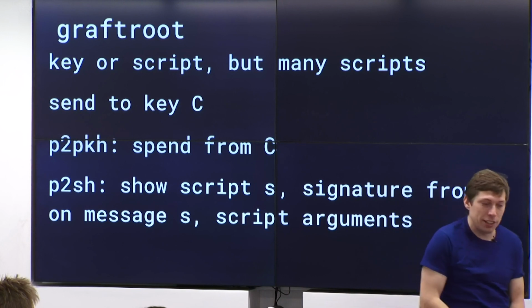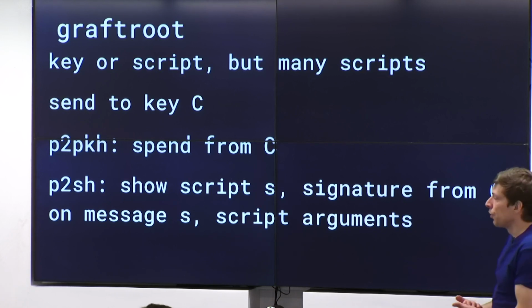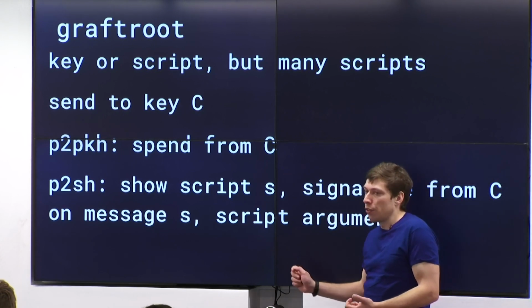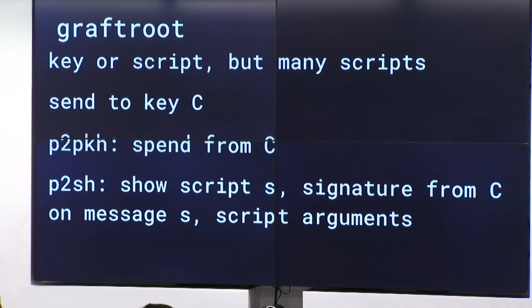So in the case of MAST, you've got, let's say, 4 different scripts that can execute. All 4 of those are committed to by the Merkle root. In the case of Graftroot, let's say you have 4 different scripts. C signs all 4 of those different scripts. The thing is, C can sign 10 scripts. C's got total control over this output.